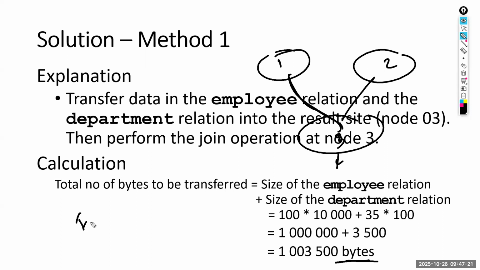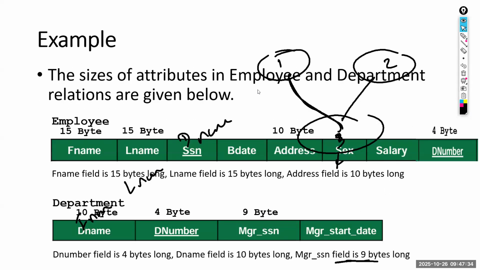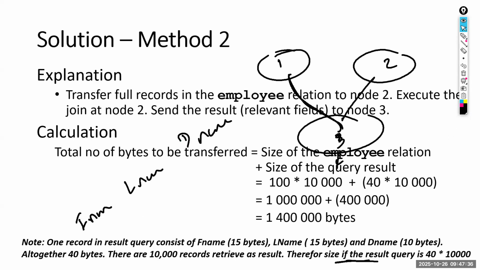So you need first name, last name, department name. That's it. At the end, we need only these 3. Yes, first name, last name, department name. My question is, what is the minimum number of fields we need to take from site 1 to site 3?